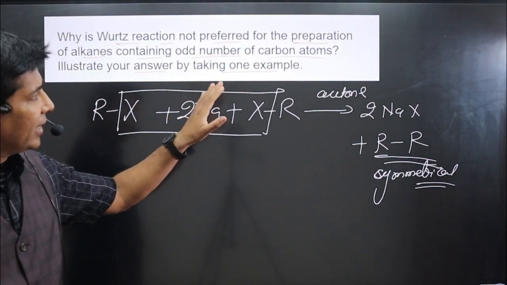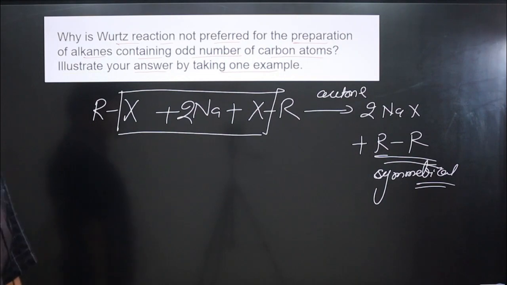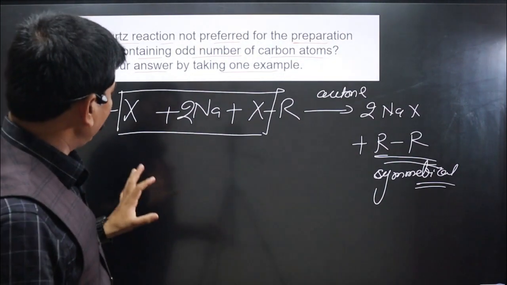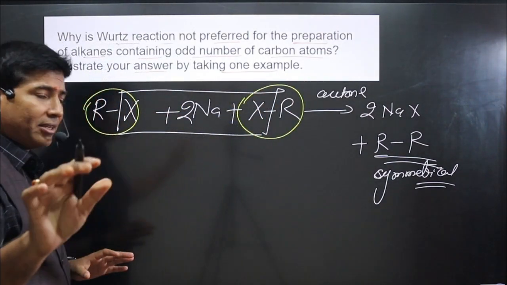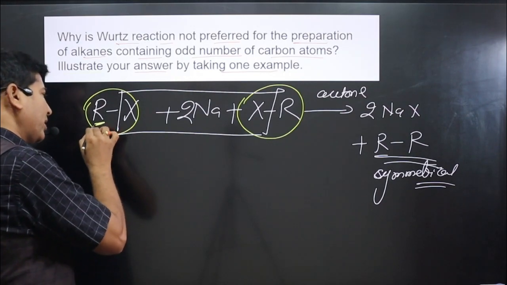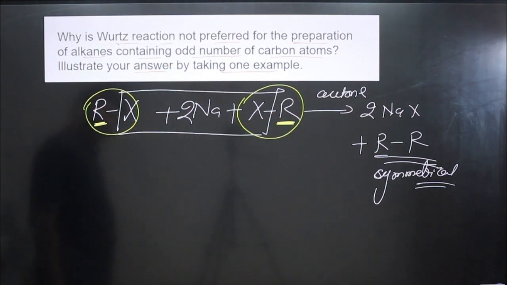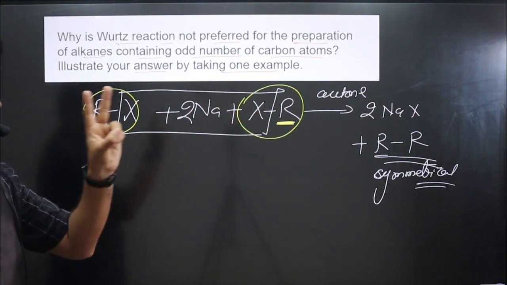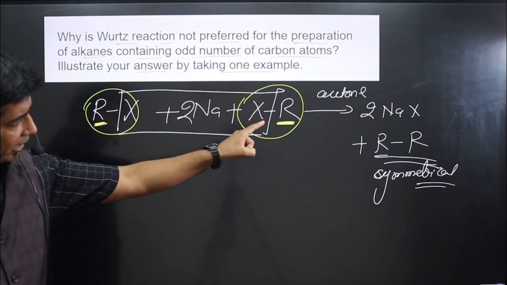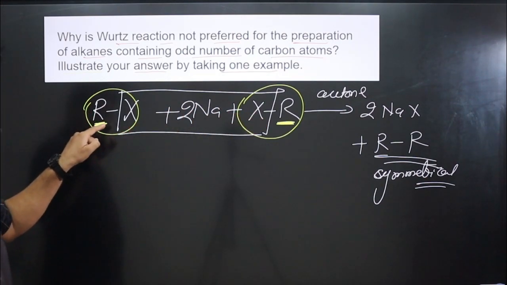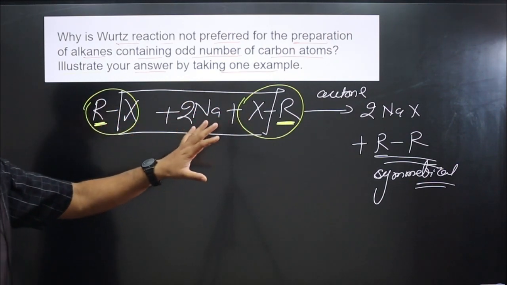Now the question arises here, why it is not used for the preparation of alkanes having odd number of carbon. In general, this is alkyl halide and this is also alkyl halide, and in this reaction whatever alkyl halide I have taken here, the same alkyl halide should be taken here also. Two molecules of alkyl halide are taken and both should be same. If I take methyl chloride, it should also be methyl chloride. If I take propyl chloride, it should also be propyl chloride. Then this reaction works very well.